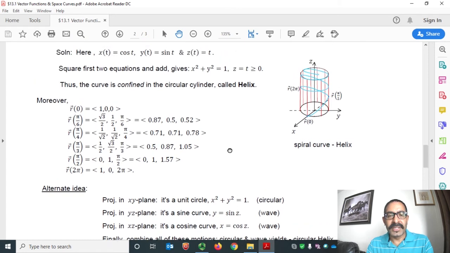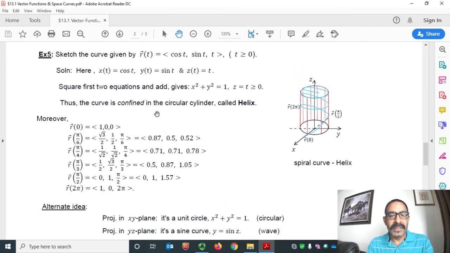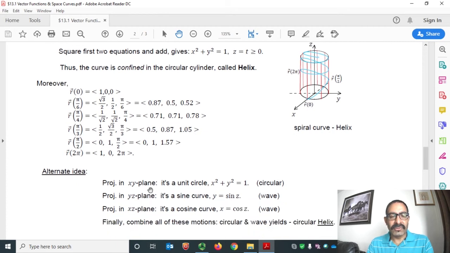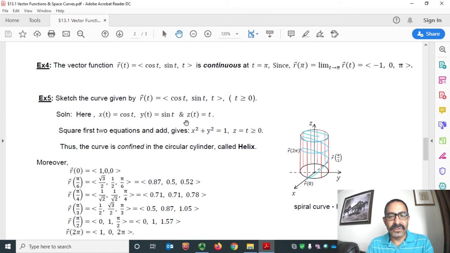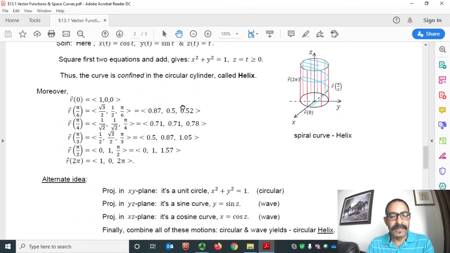That's one idea. Another idea is, let's use the projection here. If we project in the xy plane, it's a unit circle. If I project in the xy plane, then z equals 0. So this is simply x squared plus y squared equals 1, which is a circle. So circular motion in the xy plane.